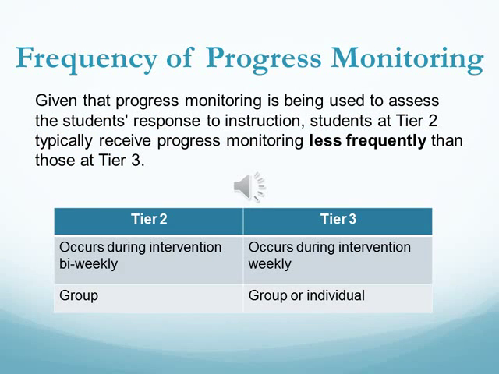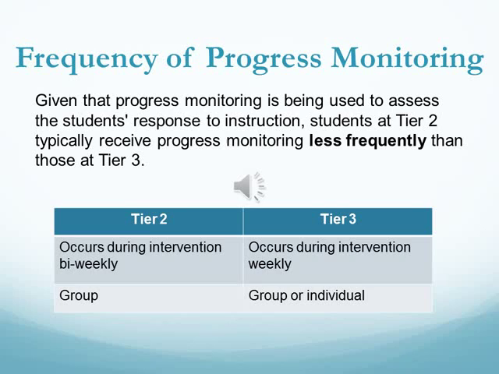Given that progress monitoring is being used to assess the student's response to instruction, students at Tier 2 typically receive progress monitoring less frequently than those at Tier 3. In some models, the frequency of progress monitoring is defined as every other week for Tier 2 at the group level and weekly for Tier 3, either at the group or individual level.